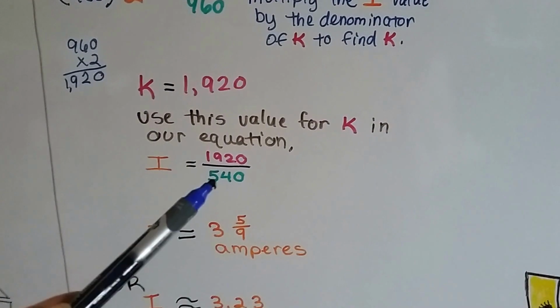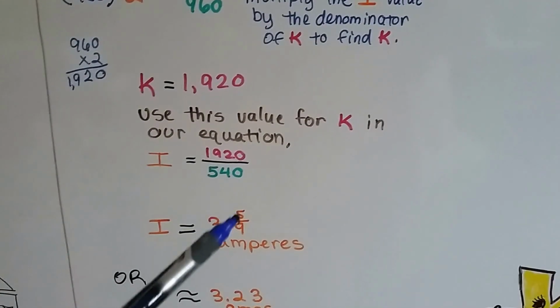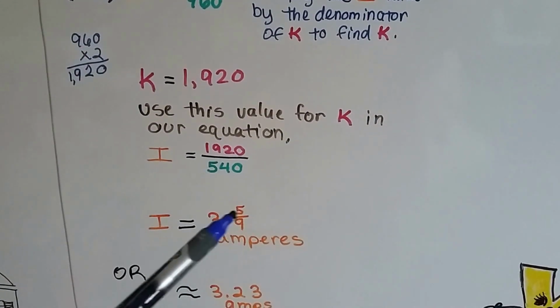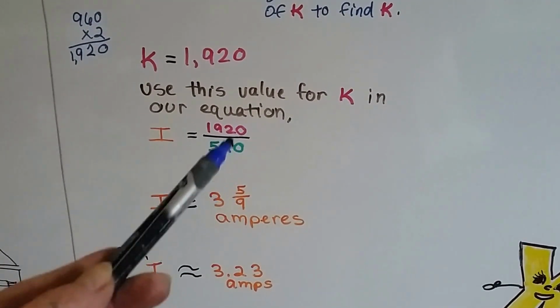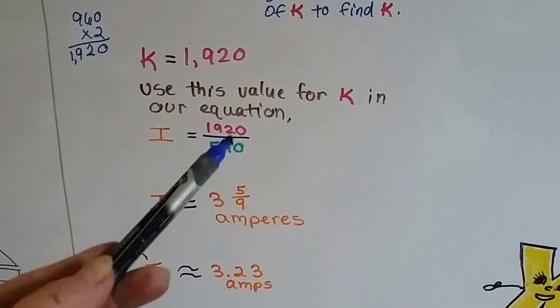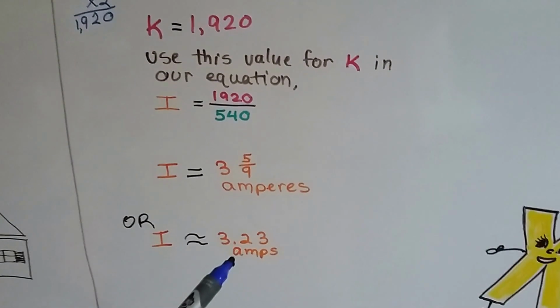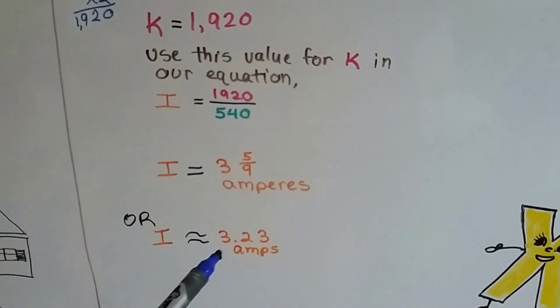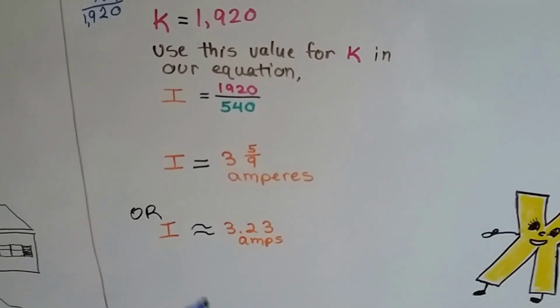We do our division. 540 goes into 1,920 three times. And after we simplify our math, we come up with 5/9. We can simplify the remainder until it gets down to 5/9 as a fraction. We also could have just done long division, and I came up with approximately 3.23 amps.